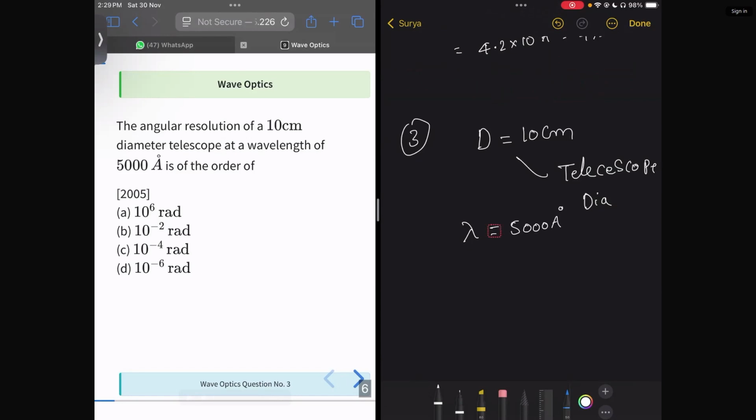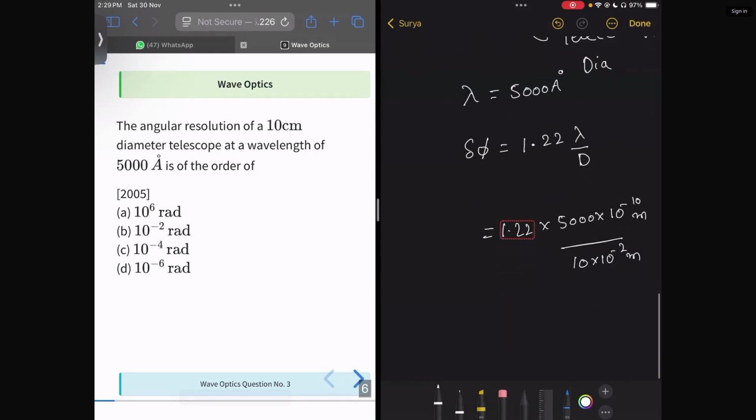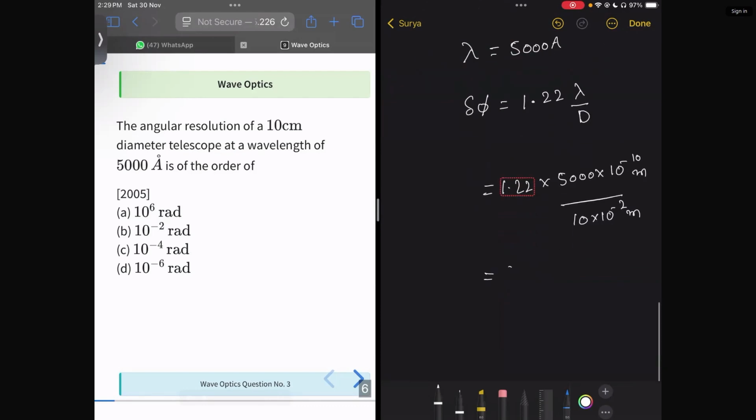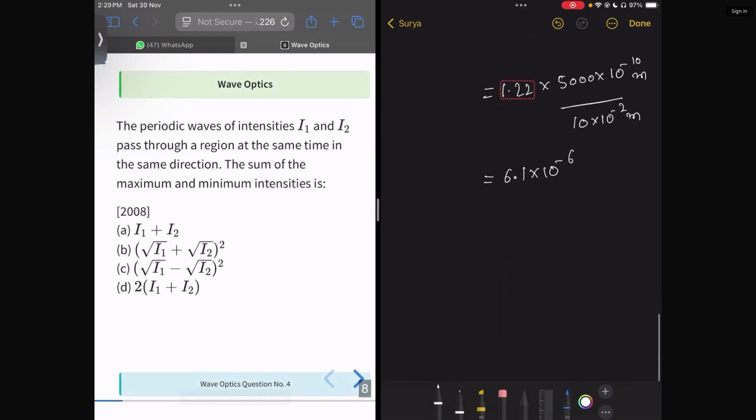The angular resolution is delta phi equal to 1.22 lambda by d. We have to convert the units: 5000 angstroms is 5000 into 10 power minus 10 meter, and 10 centimeters means 10 into 10 power minus 2 meter. If you simplify this, you will get 6.1 into 10 power minus 6. So the angle of resolution is of the order of 10 power minus 6 radians. So option D is the right answer. Next question.